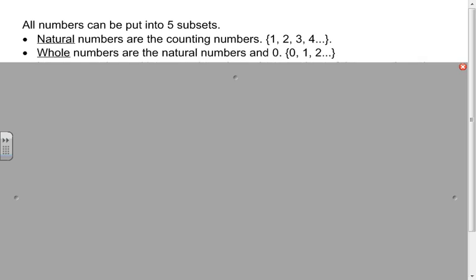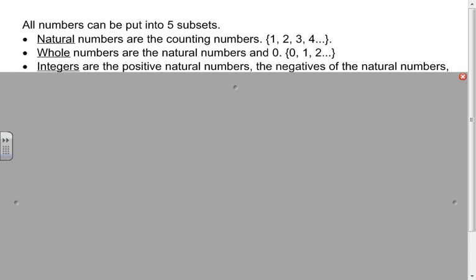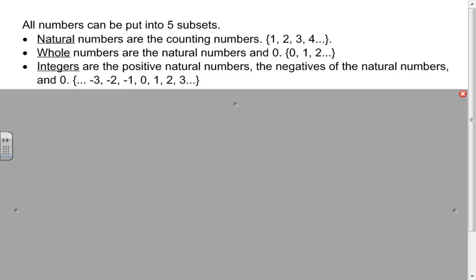Whole numbers are all the natural numbers we just talked about and 0. 0 is included in the whole numbers. The next subset are integers. Integers are everything we've talked about so far. We've got the positive natural numbers, we've got the negatives of the natural numbers, and we also have 0. Still no fractions, still no decimals, but pretty much everything else.